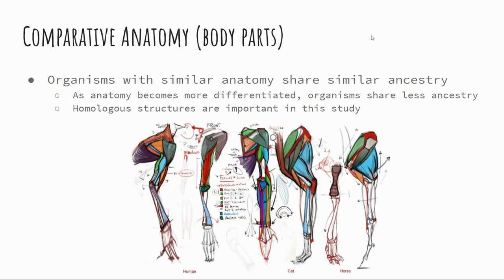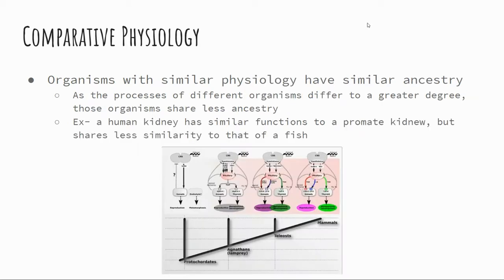Comparative anatomy. So organisms with similar anatomies share a similar ancestor. As anatomy becomes more differentiated, organisms share less ancestry. Homologous structures are important in this particular study. Physiology. Organisms with similar physiology have similar ancestry. As the processes of different organisms differ to a greater degree, those organisms share less ancestry.